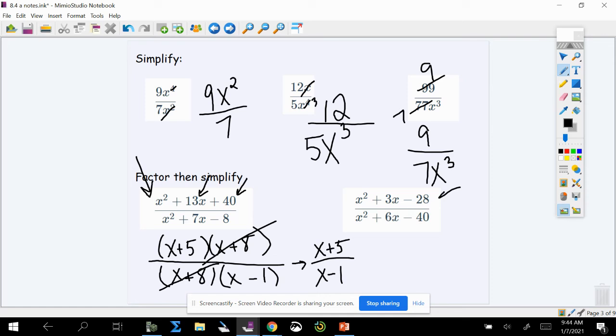I need numbers that multiply to get negative 28 and add to get 3. So multiply to get negative 28, add to get 3. If you don't want me to give away the answer while you're thinking of it, you can always pause the video. It is x plus 7, x minus 4. On the bottom, I need numbers that multiply to get negative 40 and add to get positive 6. Again, if you don't want me to give it away, you can pause. It would be positive 10 and negative 4.